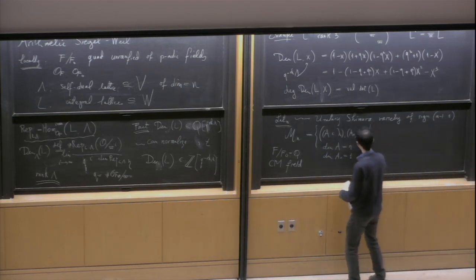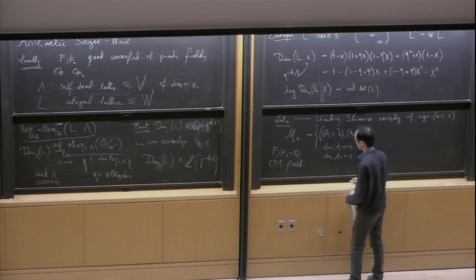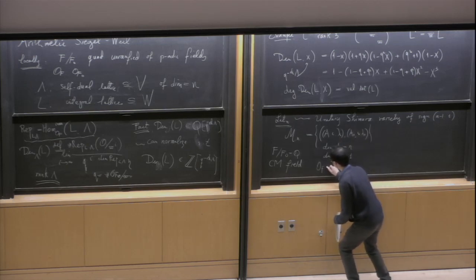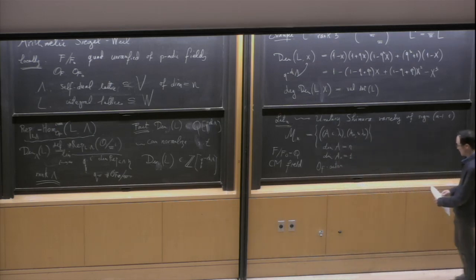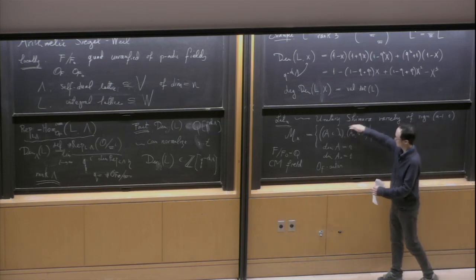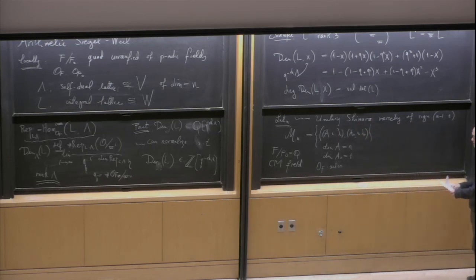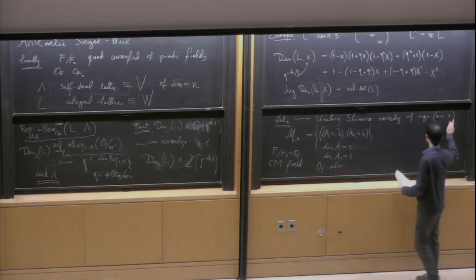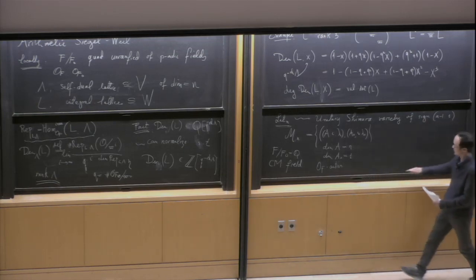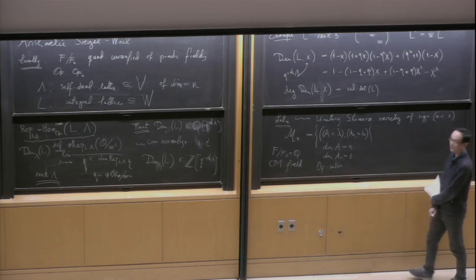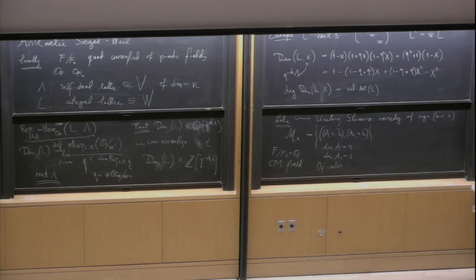Both have OF action and are principally polarized. So basically, there's no interaction between those two pieces of data. And I also impose the signature condition, signature (n-1, 1), when you consider the OF action on the Lie algebra of the two abelian schemes.